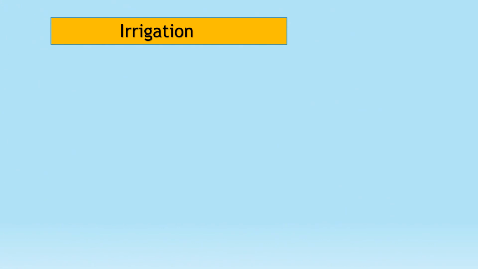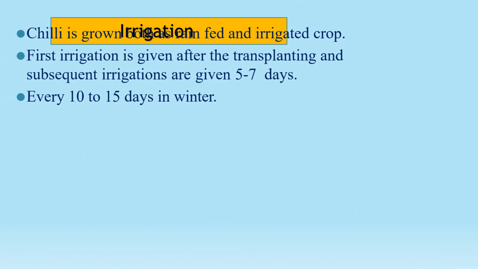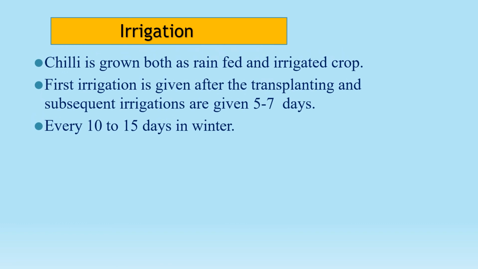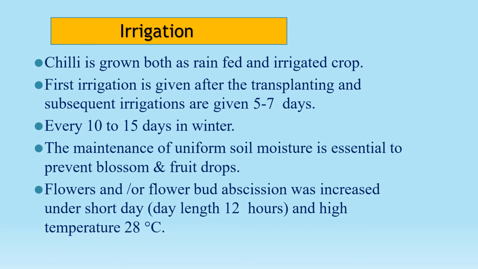The most important stage is the irrigation stage, and some of the points which should be followed for irrigation are: it is grown both as rain-fed and irrigated crop, and the first irrigation is given after the transplanting, and subsequent irrigations are given at 5 to 7 days, and every 10 to 15 days irrigation should be done.